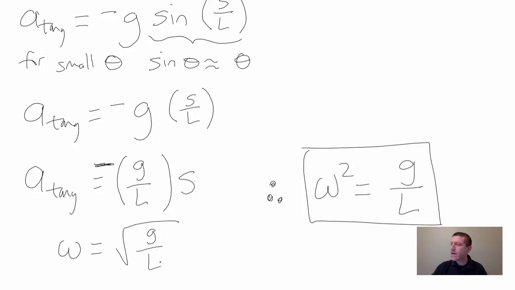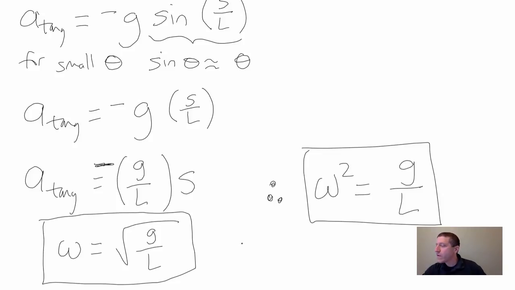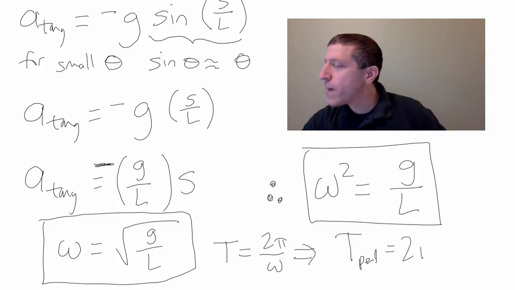So what this means is, if you're on a planet with a high acceleration due to gravity, you'll get a pendulum that's moving back and forth faster. If you have a very long length, the longer the length of the string, the slower it goes back and forth. So here is our result. And I will leave it to you to show that the period of a pendulum is, since it's 2 pi over omega, T pendulum equals 2 pi times the square root of L over G.